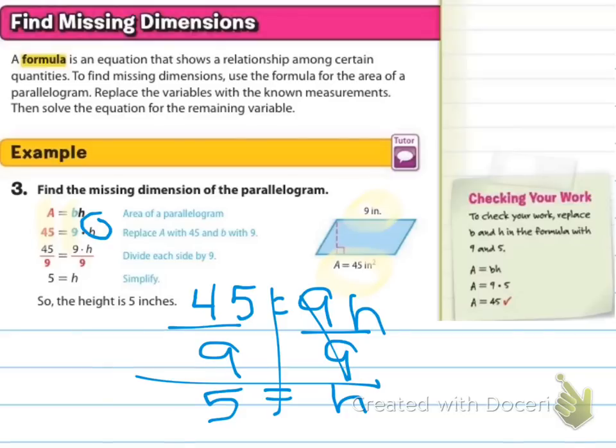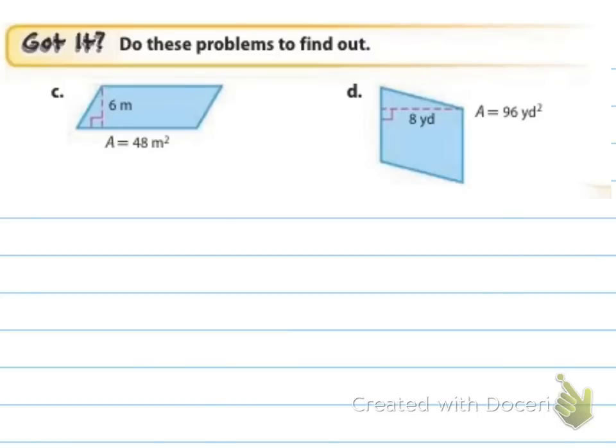If you want to check your work, all you do is plug in the height that you found. If it's 9 times 5, that's 45, that's the area, check mark. Checking your work is super easy. So you're going to do C and D on your own. Again, they're giving you the area and one of the dimensions, and you're going to find the other one, either the base or the height. Go ahead and pause the video now.